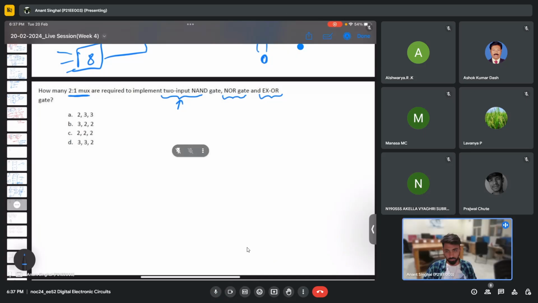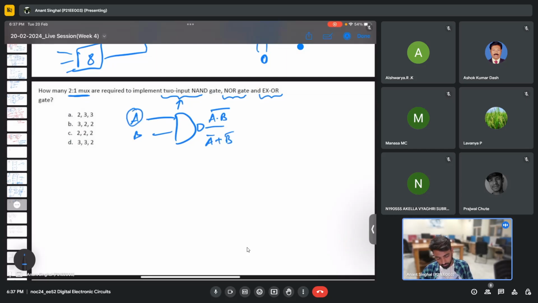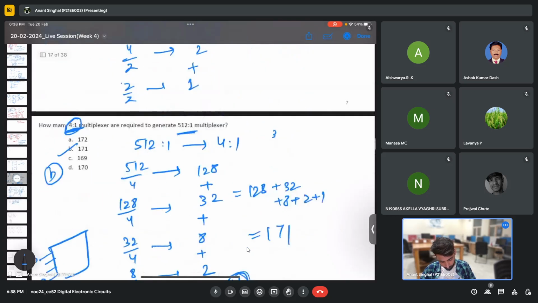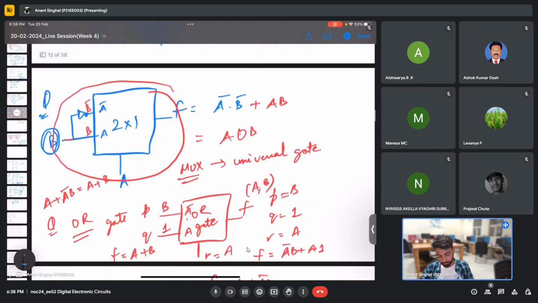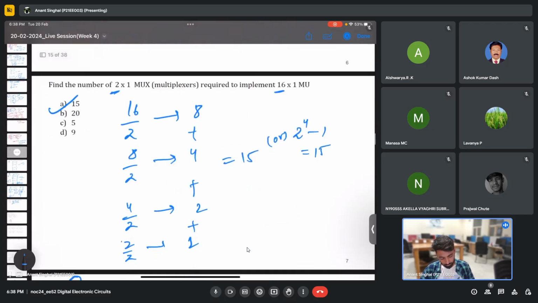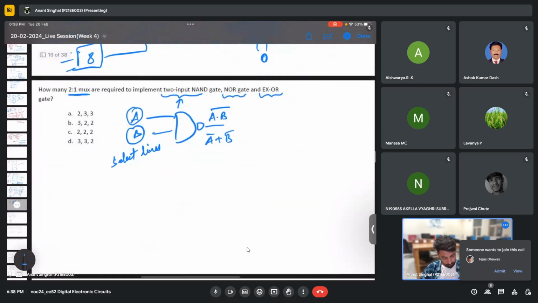Also try to do one thing: if you are making a NAND gate, this will be A dot B whole complement, so A complement plus B complement. So only use these inputs in the select lines. Just don't write the inputs. We have done one example of XNOR gate in which I took this as one of the inputs. So don't do it. You can only use these inputs in the select lines. Both A and B should be in the select lines.